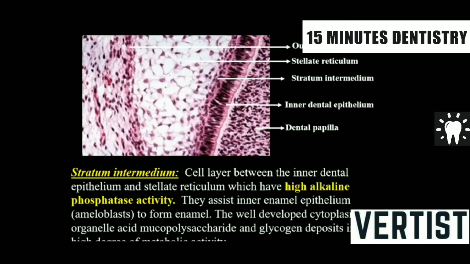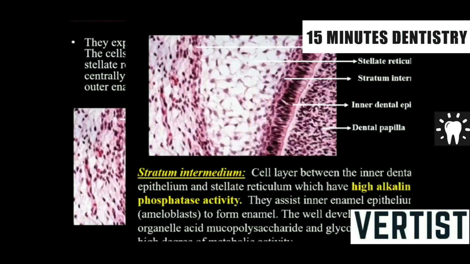Remember, wherever alkaline phosphatase activity is there, formation occurs, like for bone formation, for dentin formation, for enamel formation, any hard tissue formation, you need alkaline phosphatase activity. While for resorption activity, you need acid phosphatase activity. And they assist the inner enamel epithelium, that is ameloblast, to form enamel.